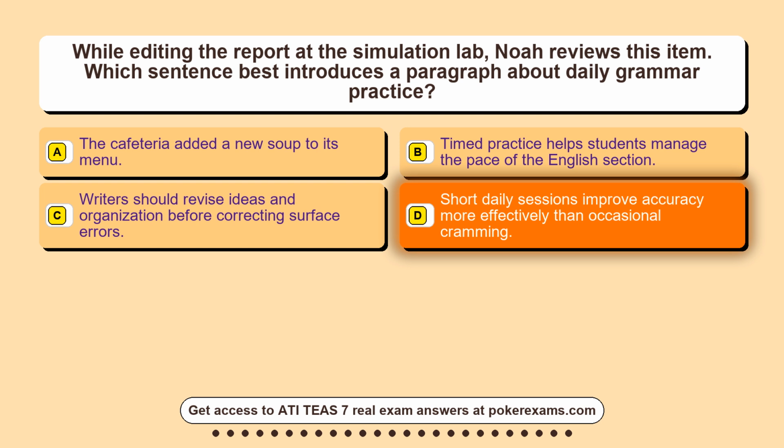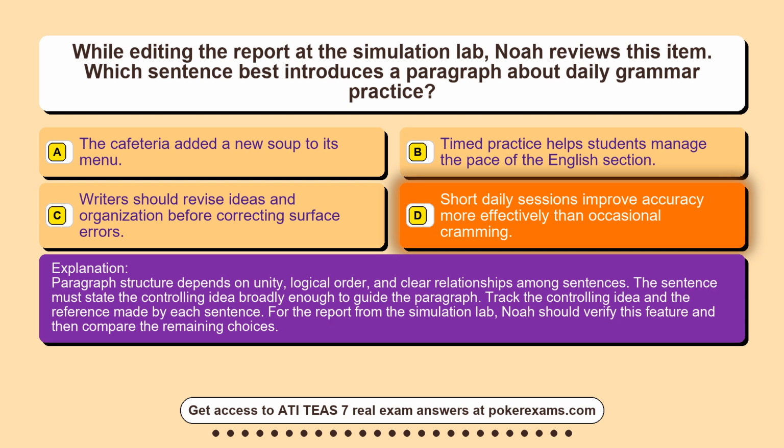Short daily sessions improve accuracy more effectively than occasional cramming. Paragraph structure depends on unity, logical order, and clear relationships among sentences. The sentence must state the controlling idea broadly enough to guide the paragraph. Track the controlling idea and the reference made by each sentence. For the report from the simulation lab, Noah should verify this feature and then compare the remaining choices.